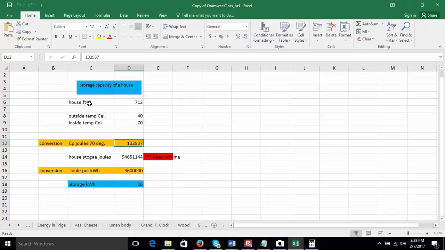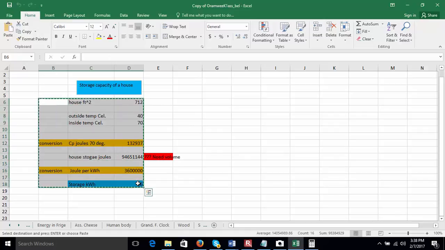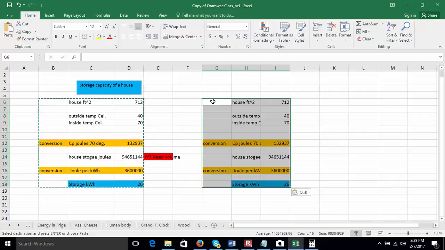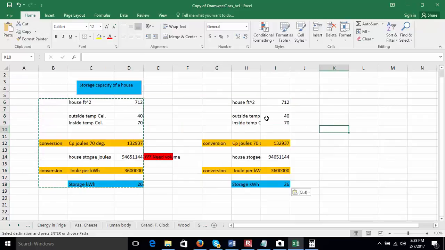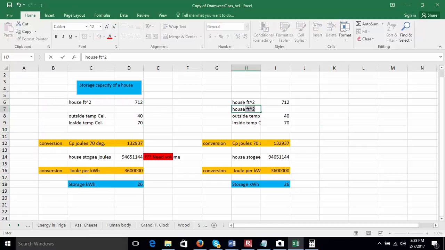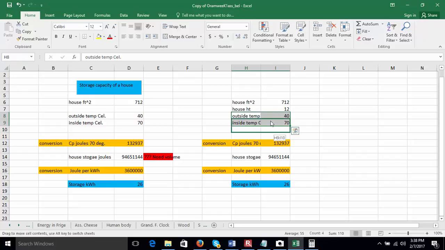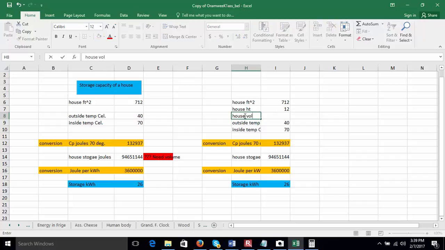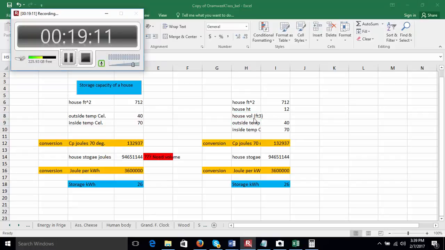So let's just do it this way. I'll just copy the thing right here. Copy it. Paste it. House height. Let's just say it's 8 feet. 12. Okay, 12 works. This is the one where you were standing on the water? This will be in feet cubed. This will be in feet cubed.